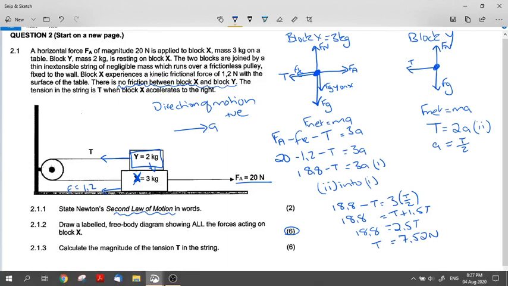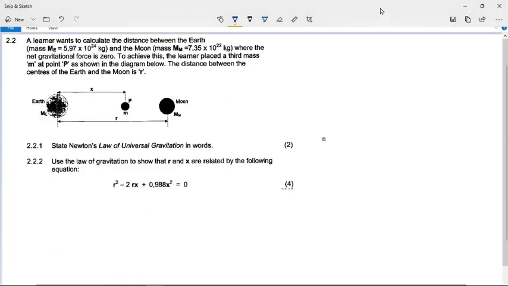So then we go and have a look at the second part of the question. The second part of the question is a Newton's law of universal gravitation question. It says a learner wants to calculate the distance between the Earth, he has the mass of the Earth, and the Moon, he has the mass of the Moon, where the net gravitational force is 0. To achieve this, the learner placed a third mass M at point P, as shown in the diagram below. The distance between the centers of the Earth and the Moon is R.